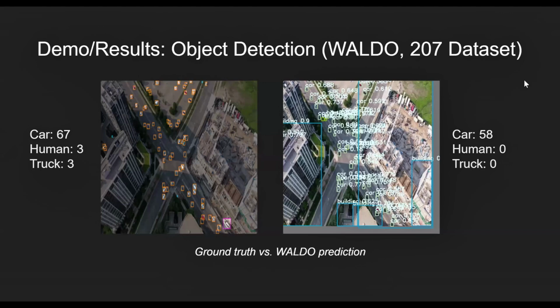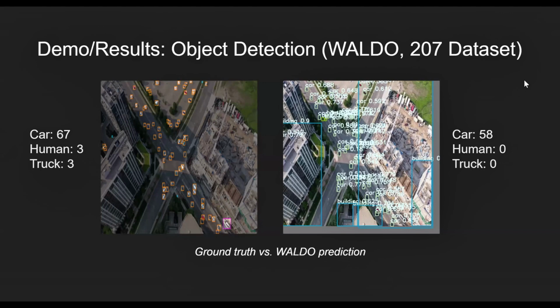Next, we will go over the detection results for the Waldo model compared against the ground truth data. On the left, we have a frame of the ground truth data. In this frame, there are 67 cars, 3 humans, and 3 trucks. On the right, we have the output of running this frame on the Waldo model. As we can see, the Waldo model detects 58 cars, 0 humans, and 0 trucks.